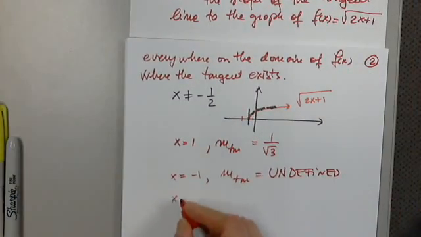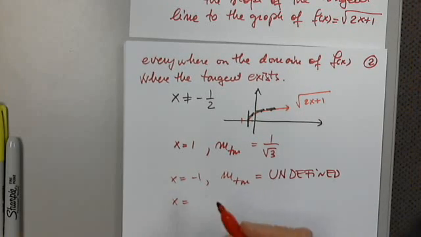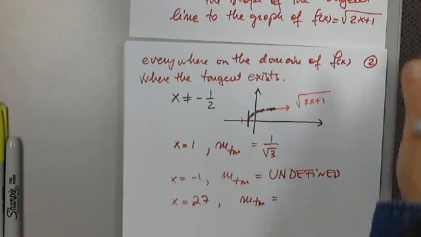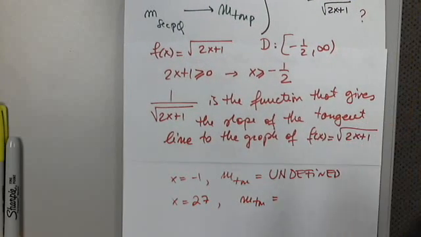Okay, last one. Let's say x equals, give me a number. 27. Okay, so what is the slope of the tangent line? Let me show you the function. 27 times 2 will be 54, plus 1. So it's 1 over the square root of 55. That would be the slope of the tangent line at the point where x is 27.